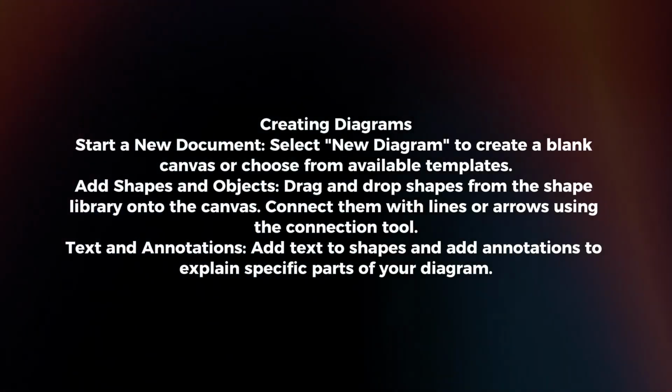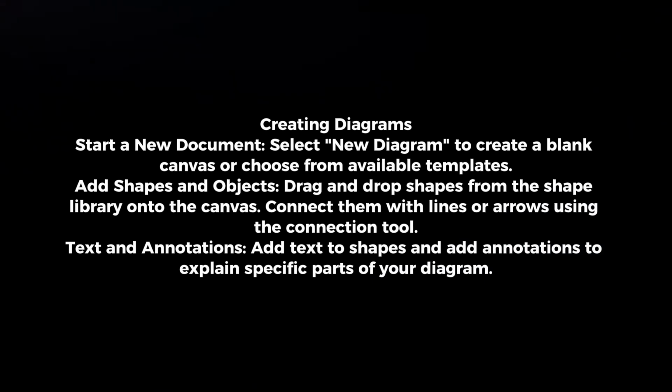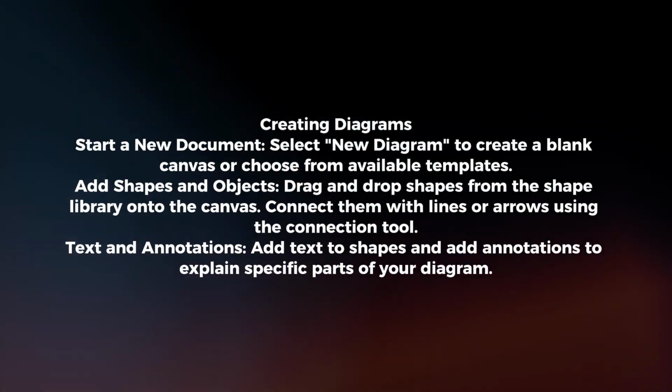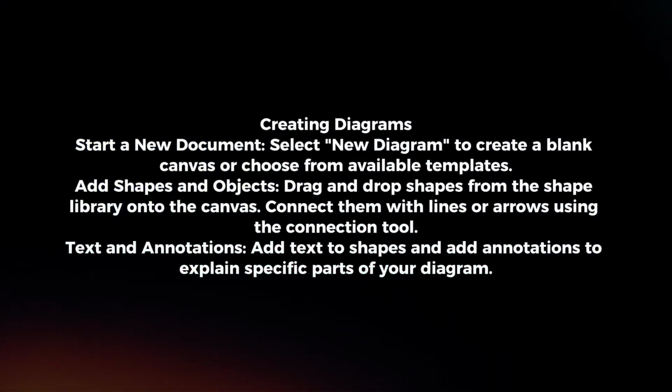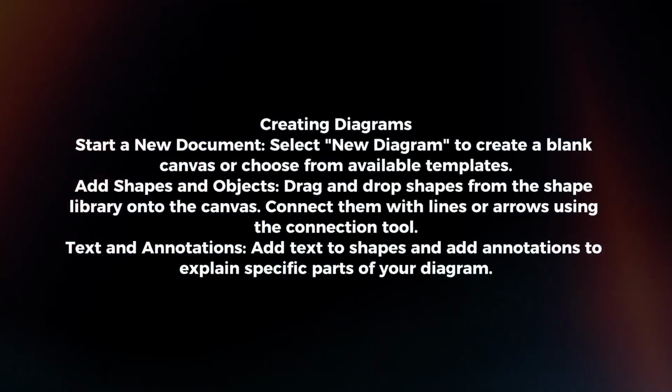Select new diagram to create a blank canvas or choose from available templates. Add shapes and objects. Drag and drop shapes from the shape library onto the canvas. Connect them with lines or arrows using the connection tool. Text and annotations. Add text to shapes and add annotations to explain specific parts of your diagram.